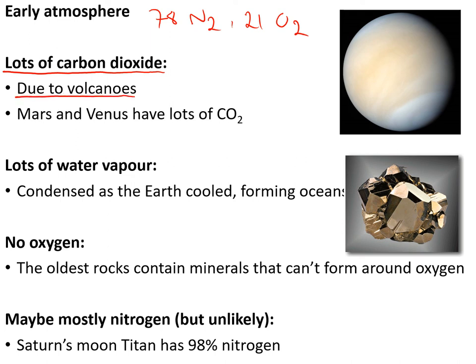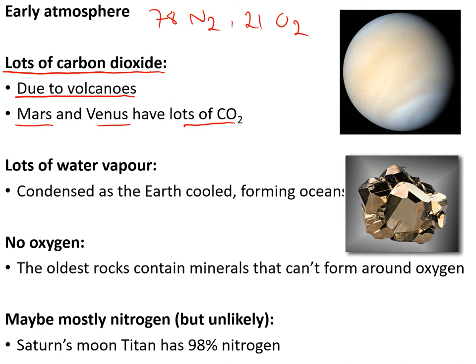We also find that if we look at similar planets to ours, so other rocky planets in the solar system like Mars and Venus, their atmospheres contain large amounts of carbon dioxide as well. And so it's reasonable to think that if those planets are quite like ours, their atmosphere would be quite like ours as well.